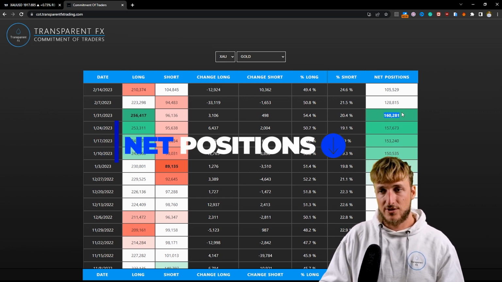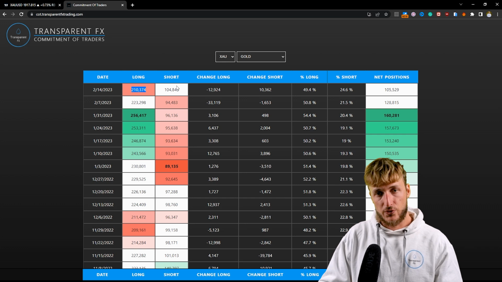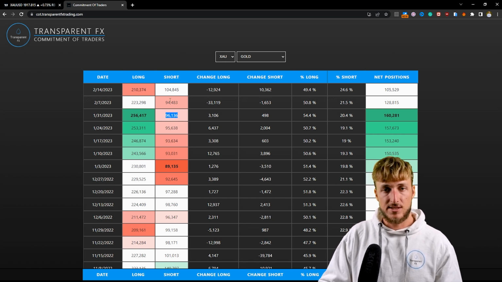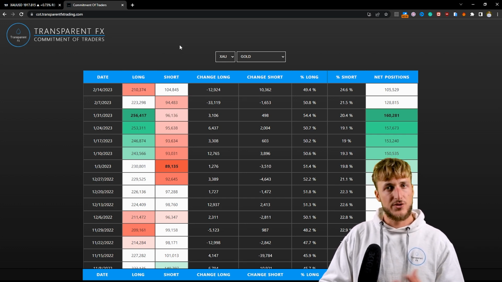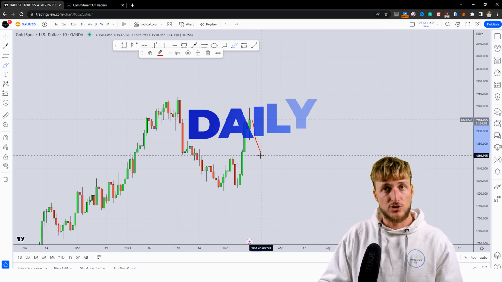We went from 160k to 105k net positions, with longs that got decreased from 256k to 210k, while shorts got increased from 96k to 104k. So there is the possibility for some short-term weakness here of gold, which at that point could potentially create this move to the downside.